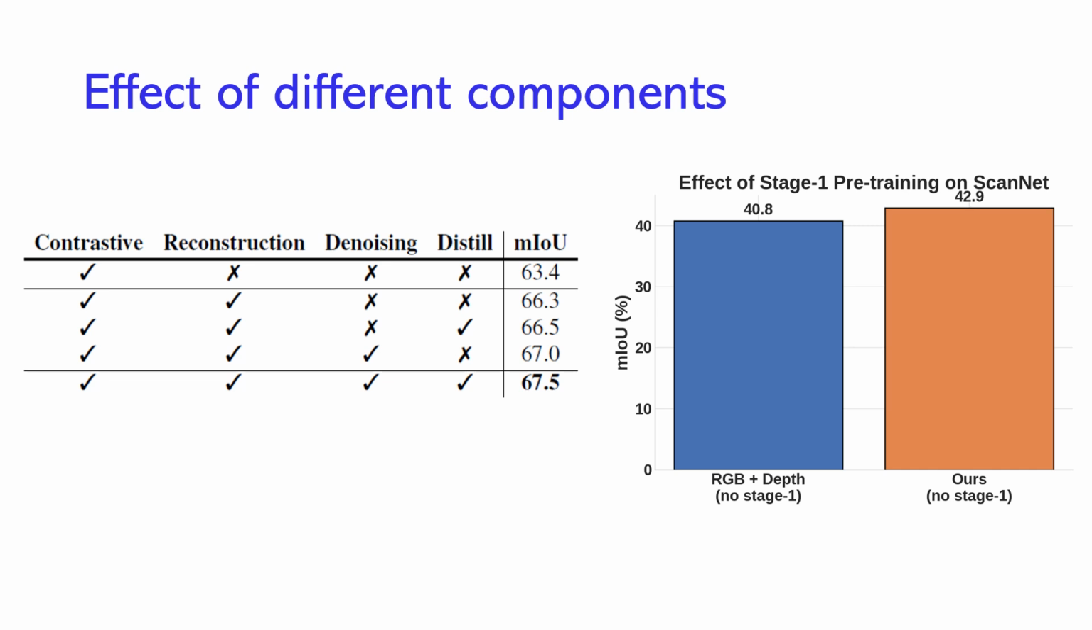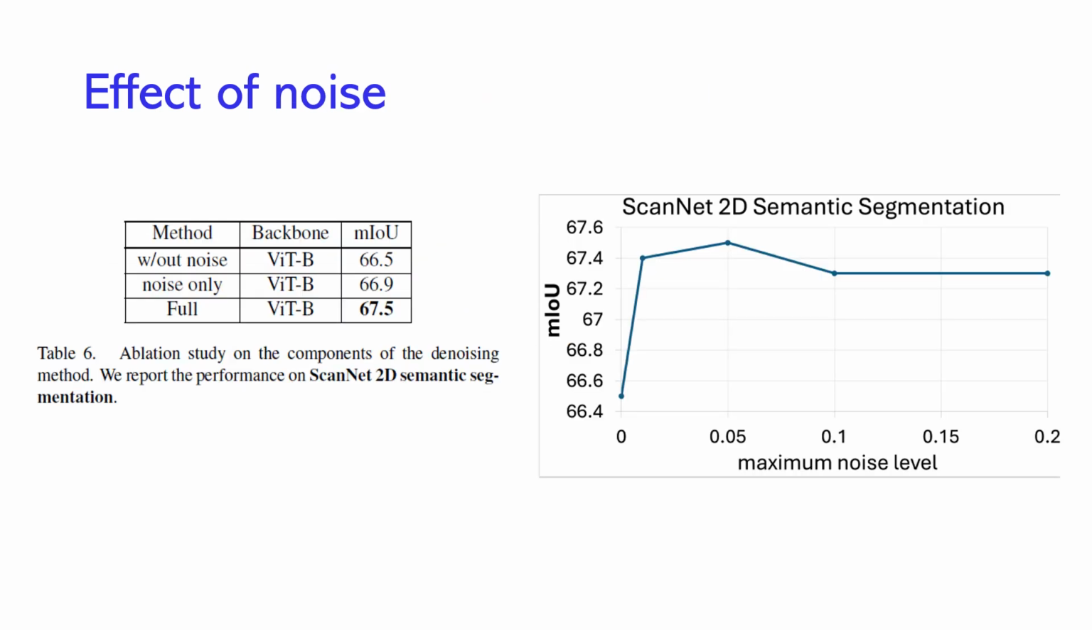In the second figure, you can see the effect of stage 1 pre-training on ScanNet. Without having stage 1, our stage 2 can still learn a much better representation as compared to RGB plus depth masked autoencoding.